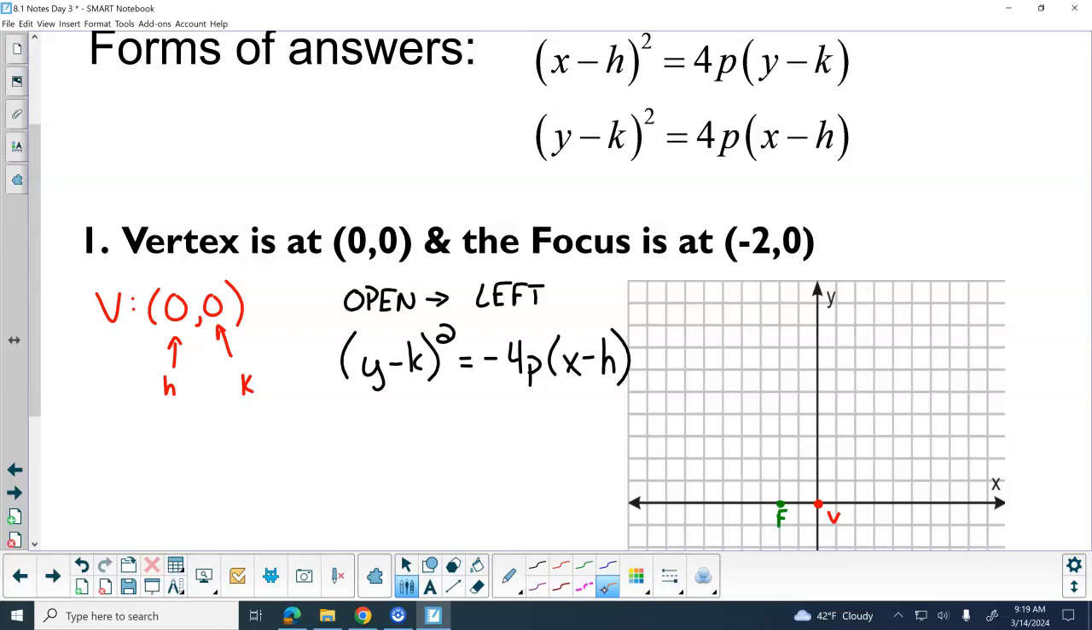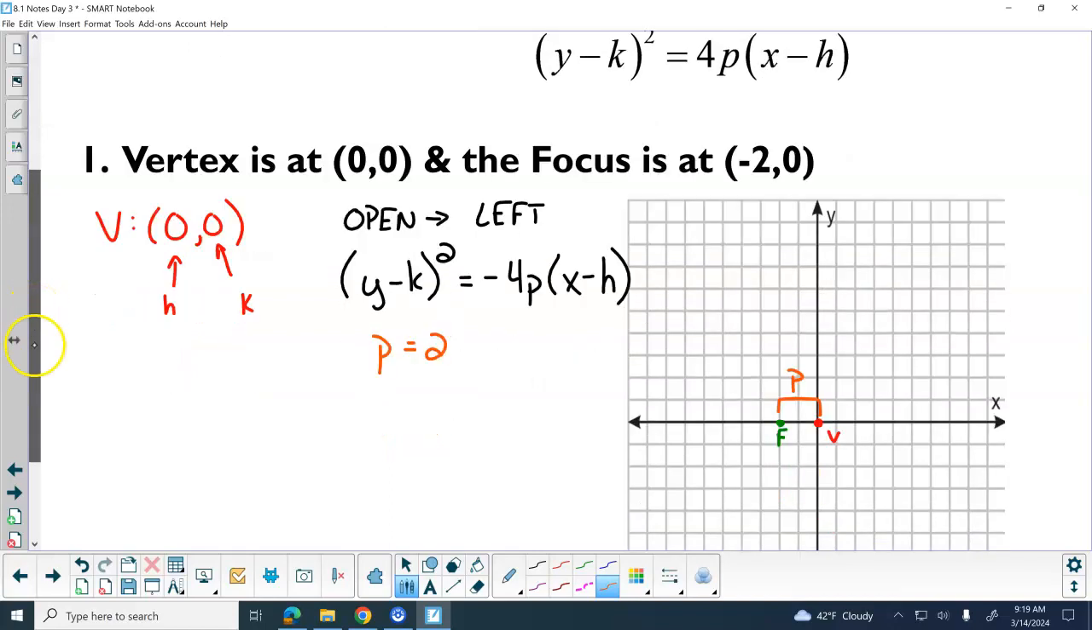No, it's 2, right? That P is 2 because the distance between the focus and the vertex is P. So P is 2. Do I need anything else? Y is going to say Y, right? Do I have K? Yeah. -4 is going to say -4. Do I have P? Now I got P. X is going to say X. Do I have H? Yeah.